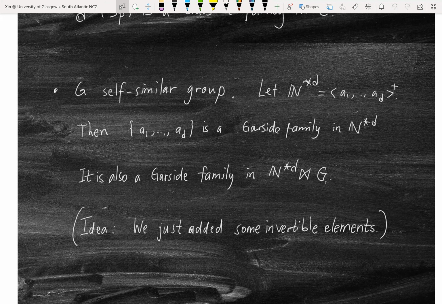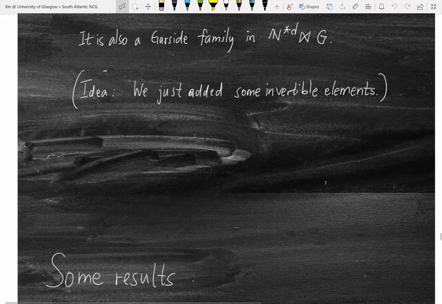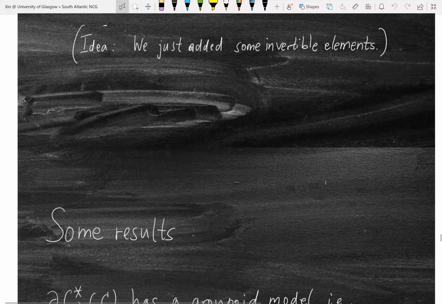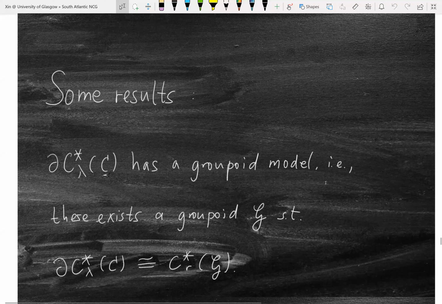framework. And then I guess my time is basically up, so I will just briefly say what sort of results you can prove using these Garside structures. So, first thing is, this is a general thing that these C-star algebras we construct, they have groupoid models, so they can be written as groupoid C-star algebras.